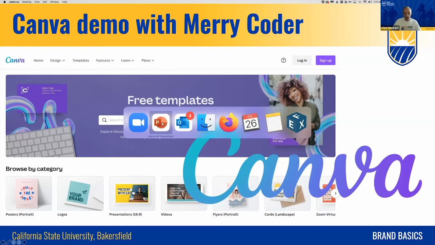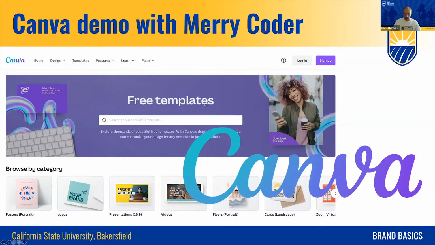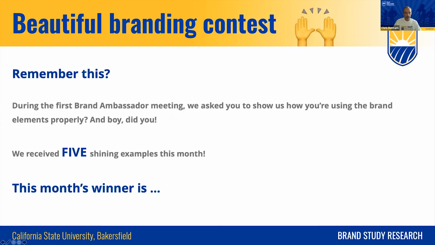And we're going to go to the next. Hopefully everyone remembers this, our monthly contest that we've called the Beautiful Branding Contest. This month we had 5 shining examples of people submitting work that's beautifully branded. It's super hard to choose a winner every month, but we want to introduce this month's winner to you all.